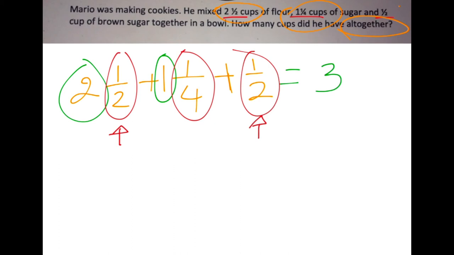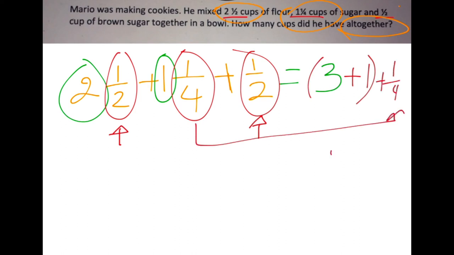Half plus half is 1, plus 1, and then I have a quarter remaining. So I still have this quarter remaining that I haven't added. So that would be 4 and 1/4. So this should be my final answer.